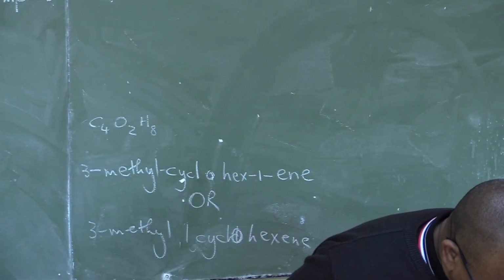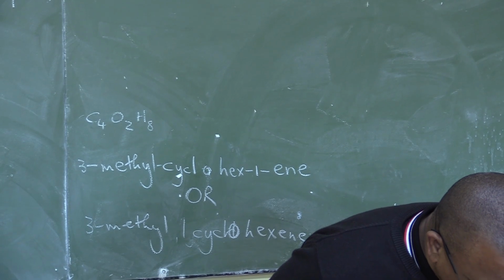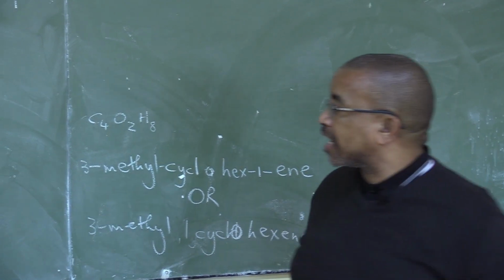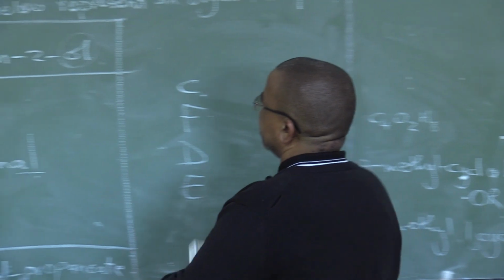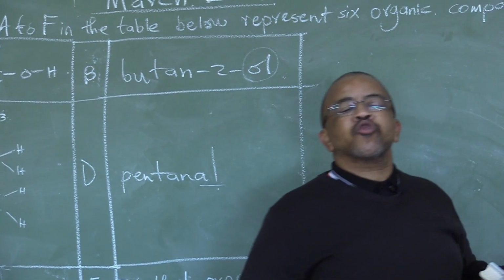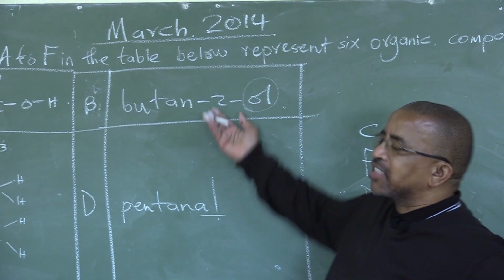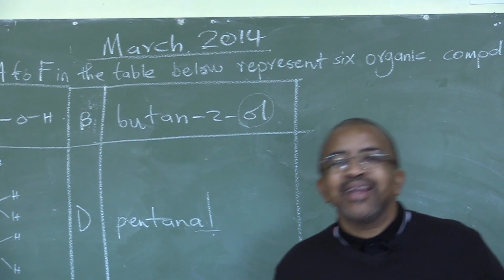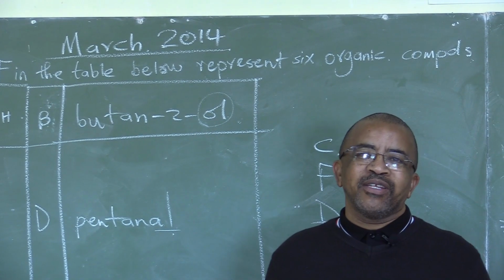Write the equation, the structural formula of compound B. The structural formula of compound B. And when you draw these structures, use a lead pencil.